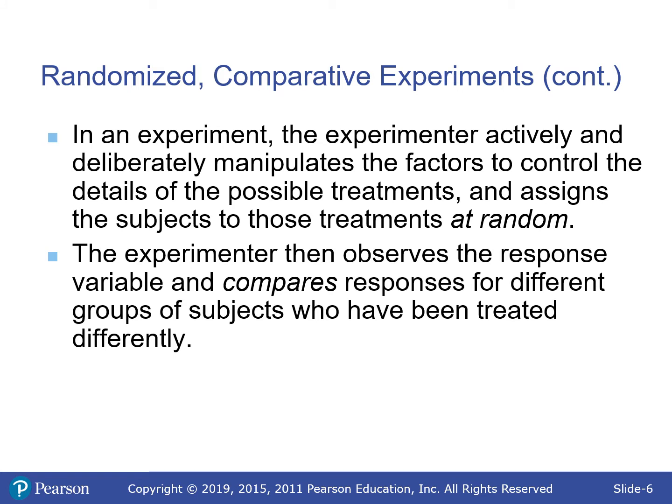You get a certain thing, that is, like this plant is always going to get 3 teaspoons of water throughout the life of the experiment. It may be good, it may be bad, but that's what it's getting because that's where the data is going to be. And then the experimenter observes the response variable and compares responses for different groups of subjects who have been treated differently. 3 tablespoons of water wasn't quite enough for this type of plant, but the half a cup of water was.